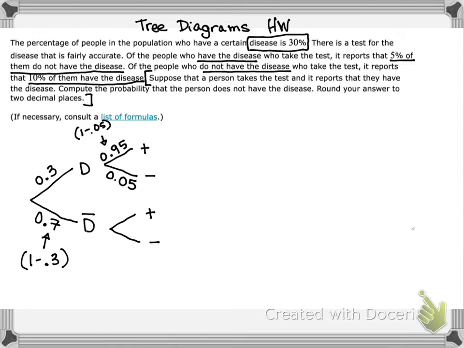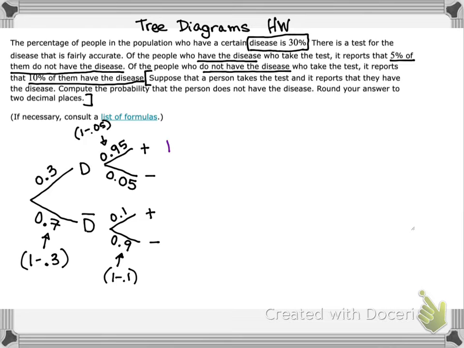One final sentence with numbers in it, and then we're ready to try to understand the chart. Of the people who do not have the disease, that's the bottom row, who take the test, it reports 10% of them do have the disease. So we're reported that 10% do test positive, which means the other 90% do not. So again, that was 1 minus 10%. So what do I now know about this? I now actually have a series of several probabilities at the end of each branch.